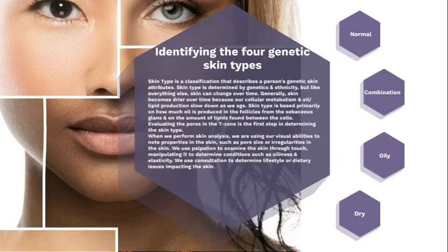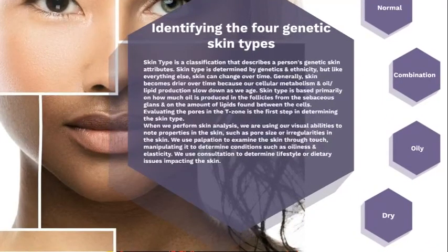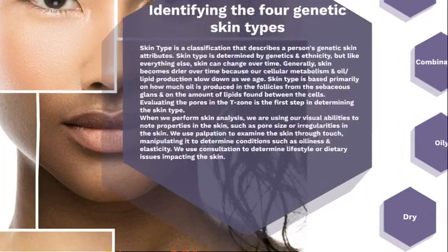Skin types. So, identifying the four genetic skin types. Skin type is a classification that describes a person's genetic skin attributes. Skin type is determined by genetics and ethnicity, but like everything else, skin can change over time. Generally, skin becomes drier over time because our cellular metabolism and oil lipid production slows down as we age. Skin type is based primarily on how much oil is produced in the follicles from the sebaceous glands and on the amount of lipids found between the cells.